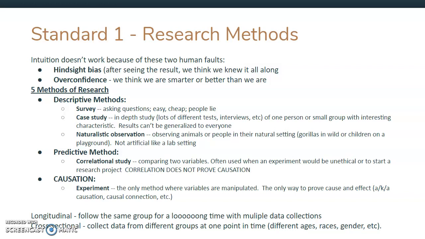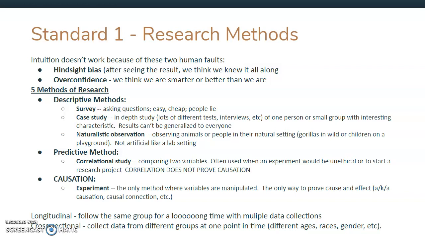All right. Then we have a predictive method. That's the correlational study. That's just when we're comparing 2 variables. Okay. And so we want to use this when it'd be unethical to do the experiment. Also, you can use it as the beginning of your research project to see if there is any kind of correlation so that you can save a little money on the experiment end if there isn't.